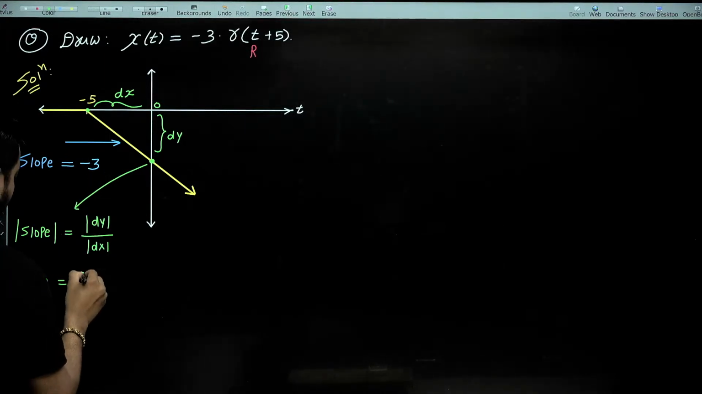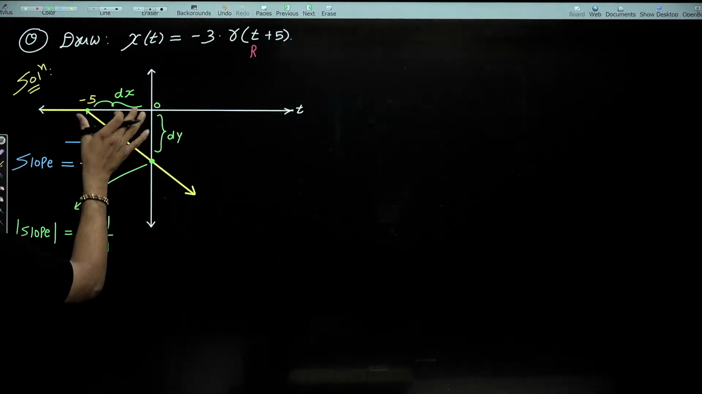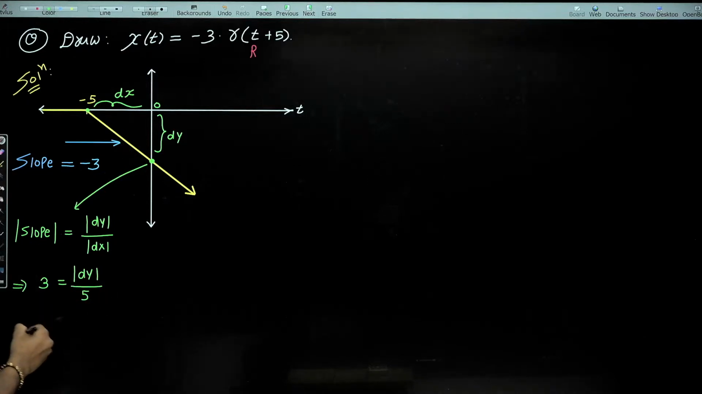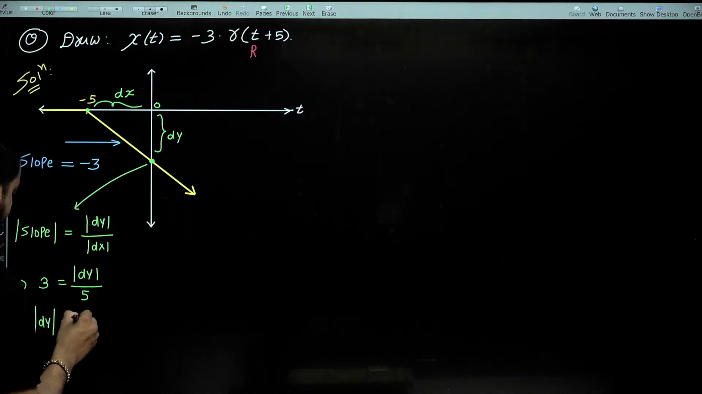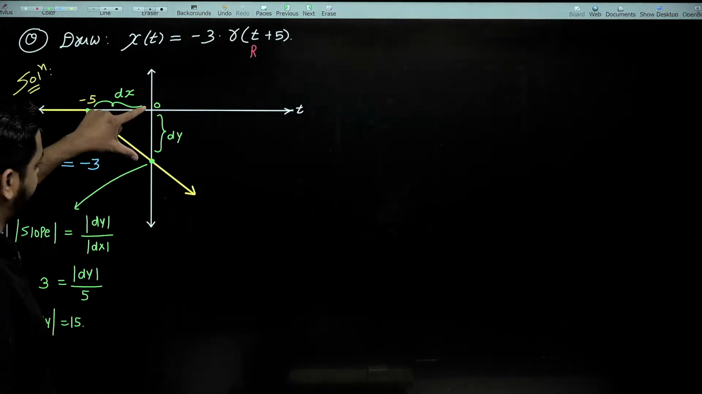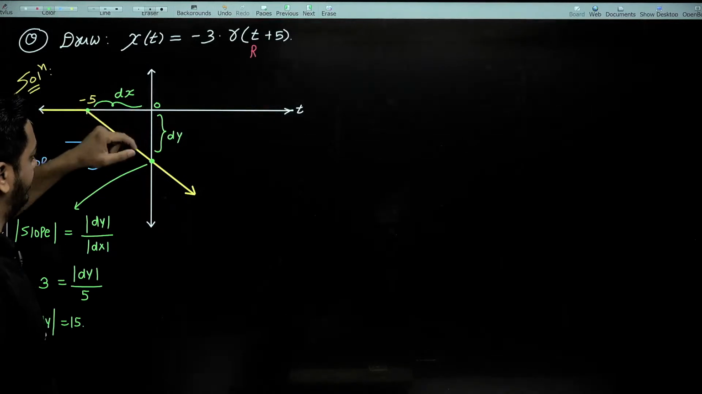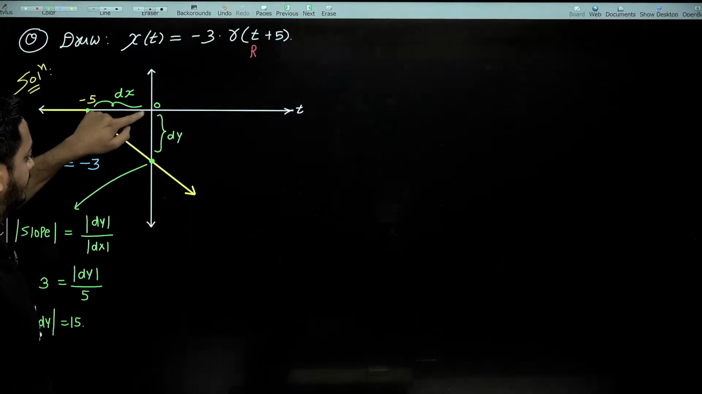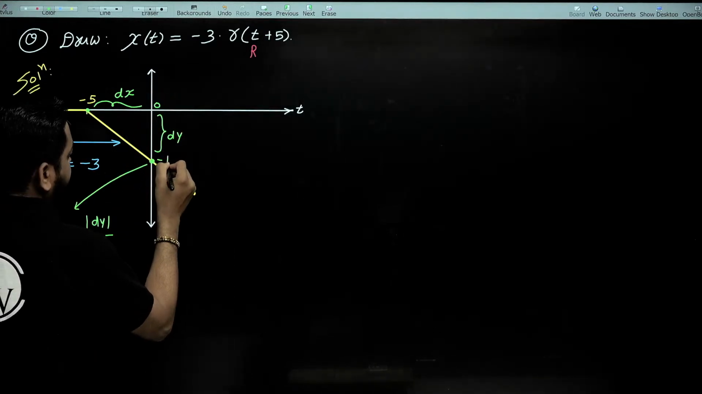The magnitude of dy is what we have to find, and what is the magnitude of dx? dx is 5, guys. So you will get the magnitude of this dy as 15. So the total is 15. So the magnitude is 15, and if this point is 0, then what about this point, guys? Total is 15, this is 0, and it is a negative amplitude, that's why it is -15.